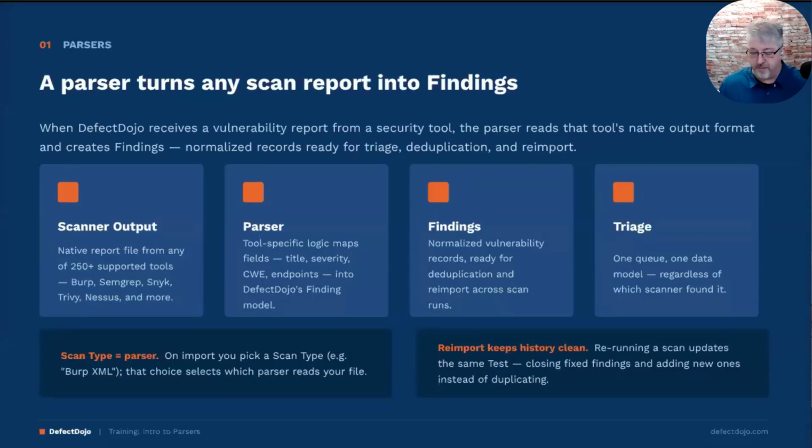So if you're using, I don't know, semgrep, the scan type will be semgrep. What that really means is under the covers, Dojo will use the parser for semgrep to read in your semgrep JSON or what have you and turn it into Dojo findings.